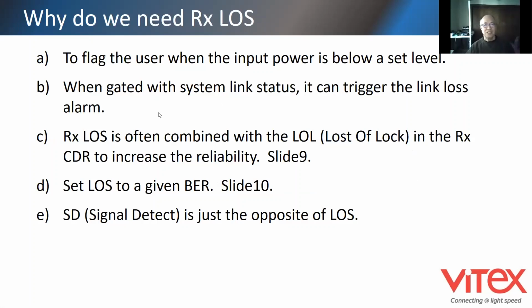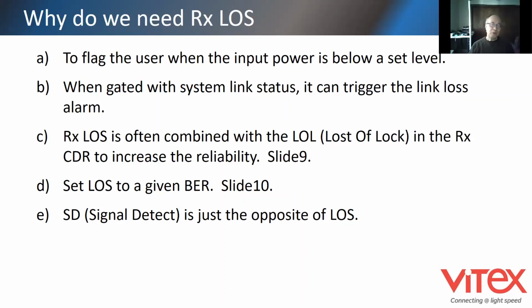Why do we need a receiver LOS? First is to flag the user when the input power falls below a certain level. And if the LOS is gated with the system link status, it can trigger the link loss alarm. The receiver LOS is very often combined with the LOL, which is the loss of lock inside the receiver CDR, to increase the reliability of the flag.